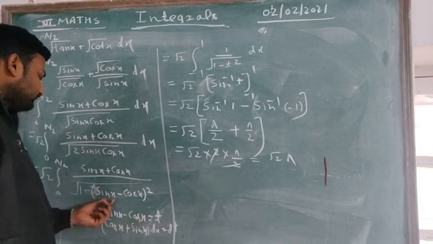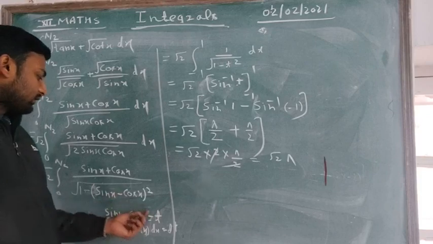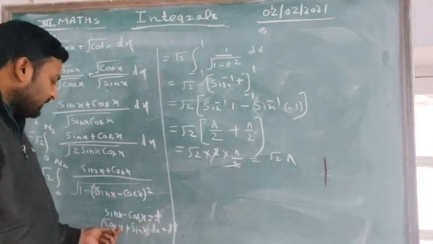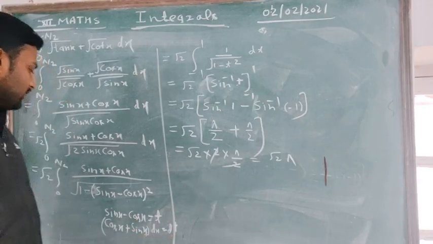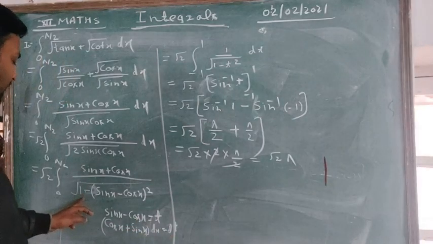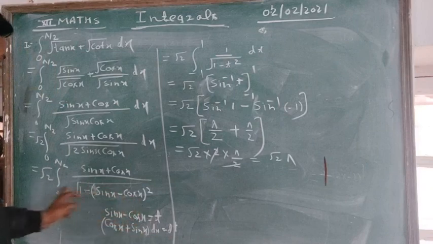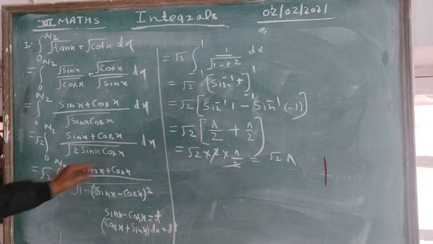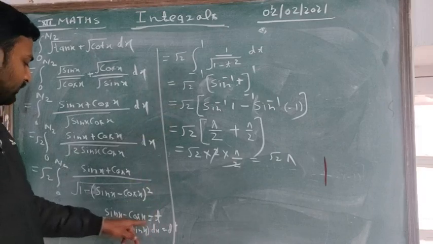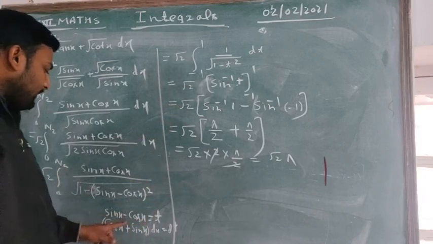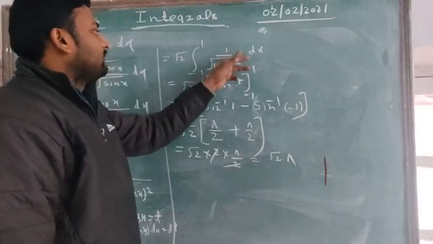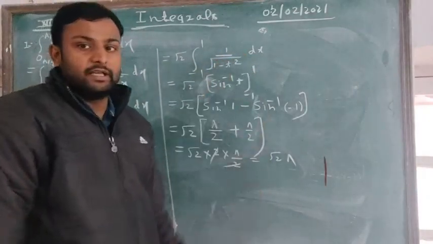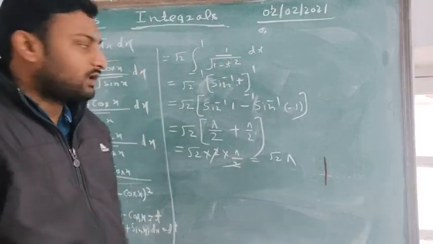Now students, let sin x minus cos x be t. So we can take this as cos x and this as sin x, and dx is dt. Now we can write this as 1 minus t square, and our limit will change from minus 1 to 1. When we put 0, we get minus 1, and for pi by 2 we get 1. So our limit changes from minus 1 to 1, and 1 by under root 1 minus t square dt. Okay, students, I hope you understand.